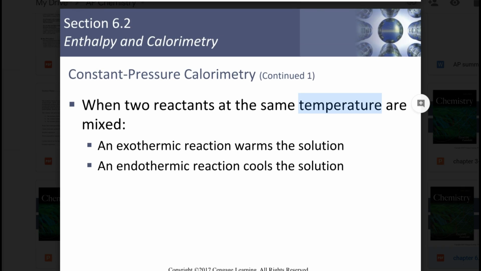So when two reactants are at the same temperature and they're mixed together, can you unhighlight it? Yeah, do that. Thank you.